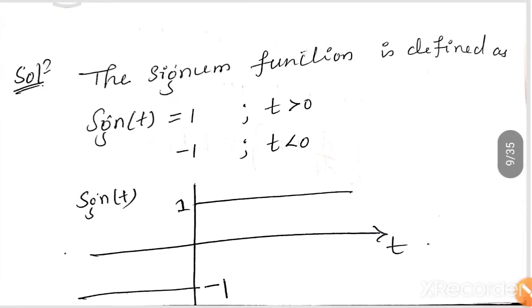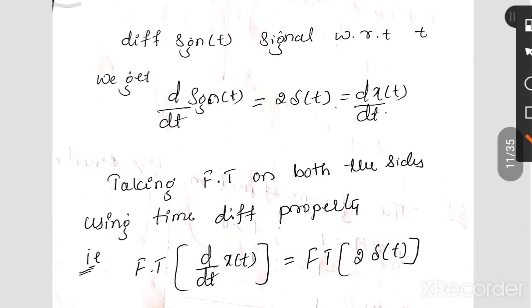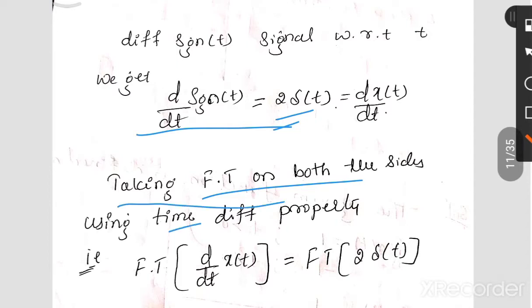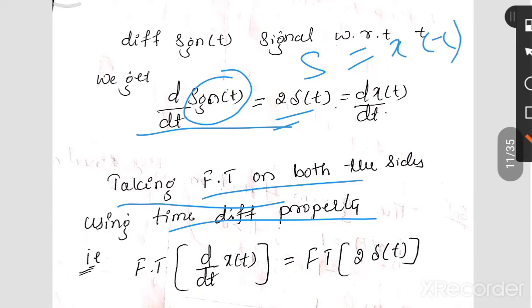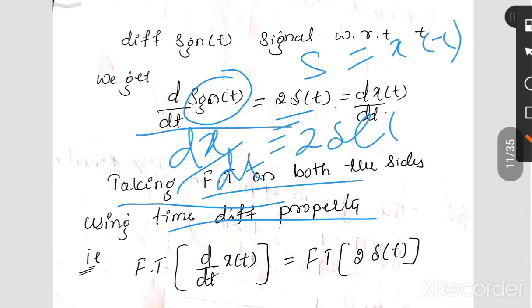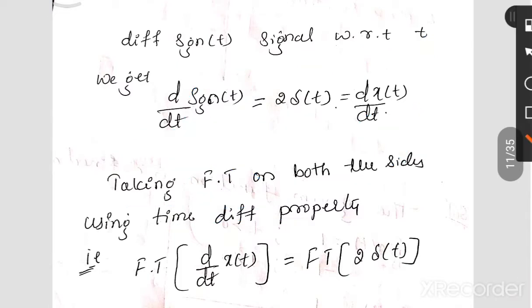Then it is very easy for us to calculate. We can find the transform by using the differentiation property. If you differentiate this with respect to t, we get 2 delta of t. Now we take the Fourier transform on both sides using the time differentiation property. Taking sgn of t as x of t, it is dx by dt, which is equal to 2 delta of t.